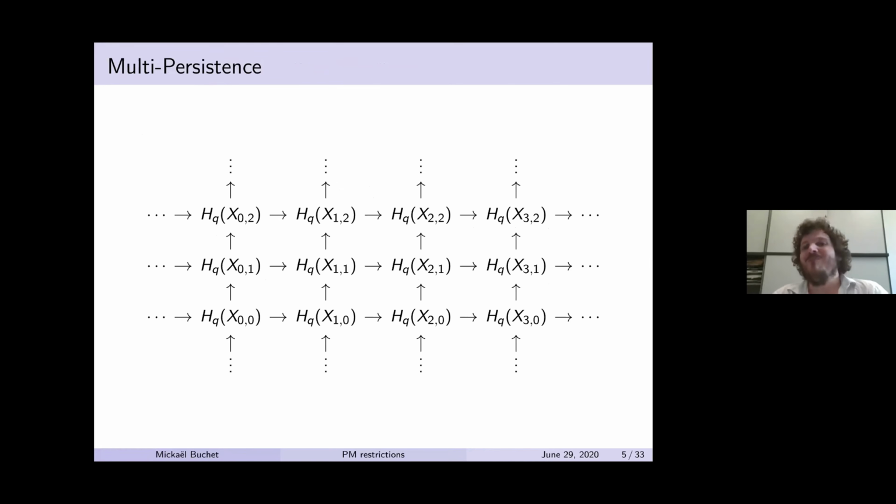So now, multi-persistence, we now have multiple parameters. For example, here, I have a filtration with two parameters, and my sequence of topological spaces is growing, varying with two parameters. So I have inclusions between my topological spaces, which gives me, again, linear maps between homology spaces, and everything commutes.